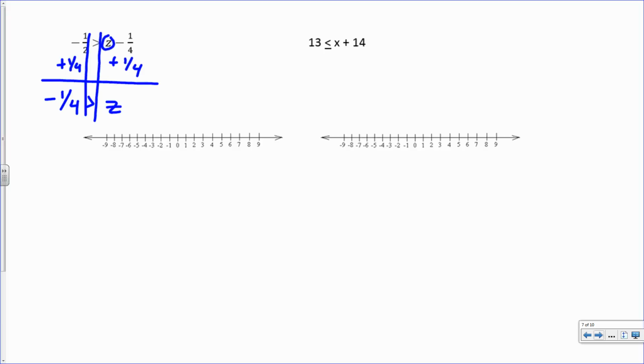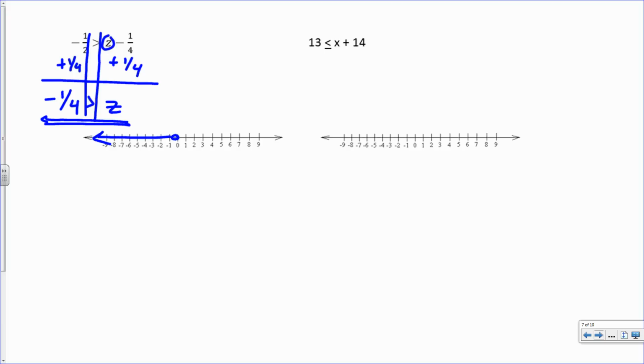Now, if your variable's on the right, it can get complicated to graph. You can do two things. You can either read it backwards. Instead of saying negative 1/4 is greater than z, you can say z is less than negative 1/4, which means you could go to negative 1/4, open circle, and your line is actually going to go to the left because it's less than.